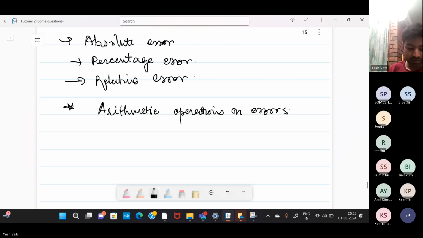Multiplication. Division of the errors, you just look at them. These are all in the lectures, so I'm not going into them. I will discuss some other things maybe in future lectures. I will discuss assignment problems maybe.